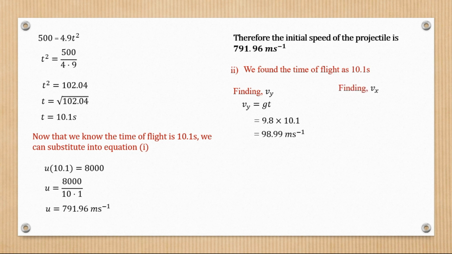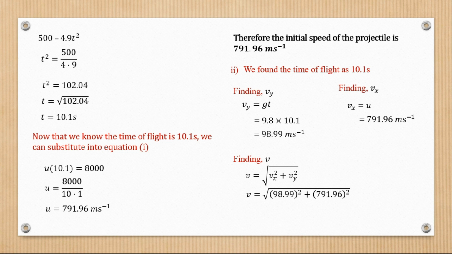Then we're going to need to find Vx. So Vx is equal to u, and we already know what u is. We've already found that initial velocity, it's 791.96 meters per second. So to find v, remember that v is going to be equal to the square root of vx squared plus vy squared. Then we just substitute those values in, and we end up having the square root of this value, which is going to be equal to 798.12 meters per second.